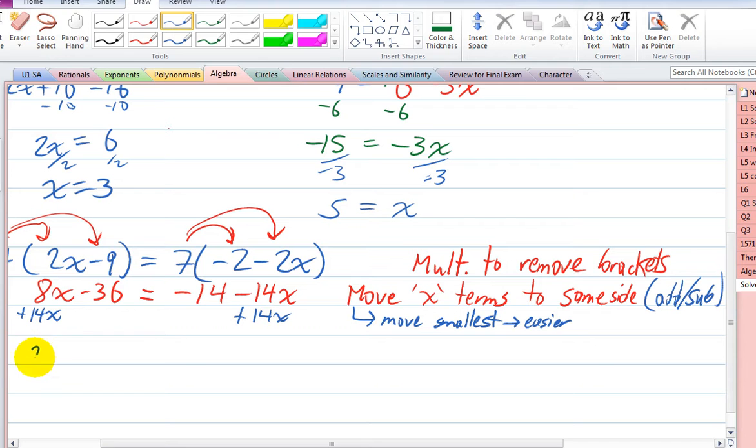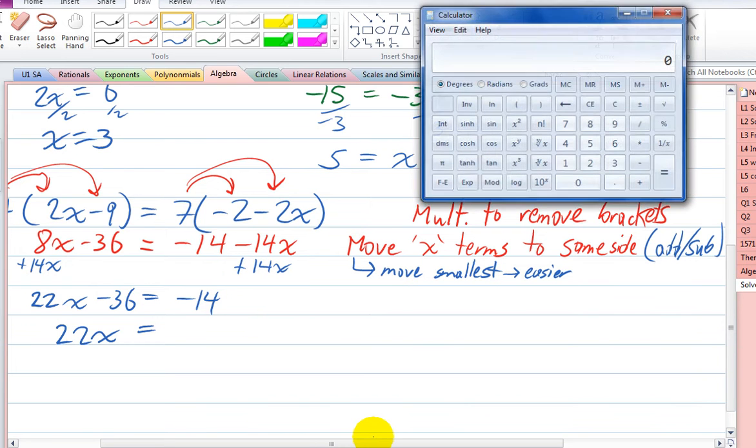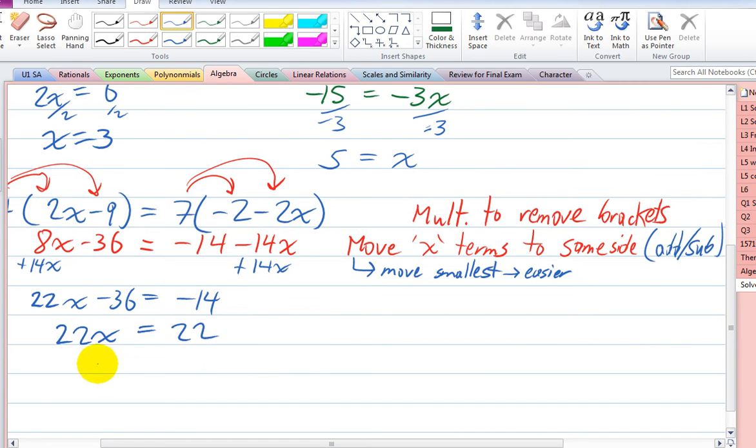And so then you're going to get 22x minus 36 equals negative 14. Now it's exactly like we did yesterday. Okay, so go ahead and solve for x. Oh, what's negative 14 plus 36? 22. Okay, and so then we divide by 22. What does x equal? 11.